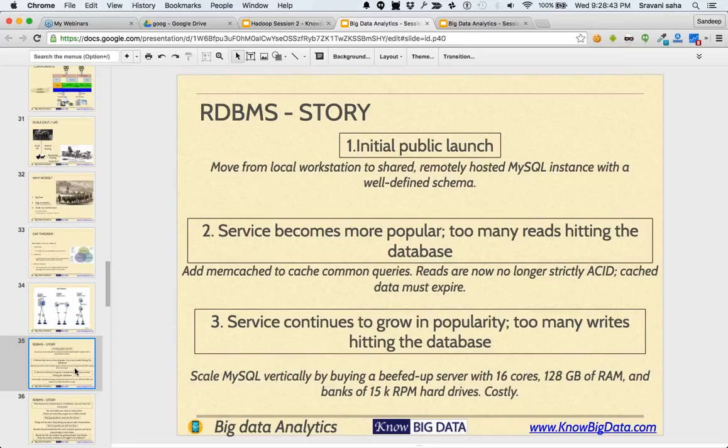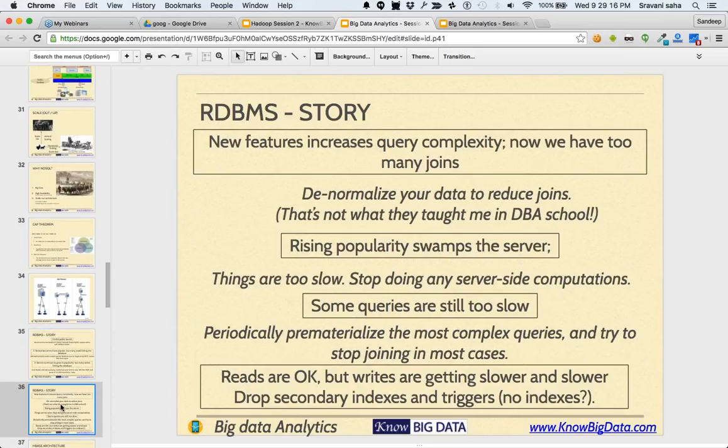So all you do is you beef up the server with 16 cores and 128 GB RAM, and you buy really expensive hard drives with 15,000 RPM. Nowadays, hard drives are much faster than this, so we can buy faster hard drives, as well as 200 gigabytes of RAM instead of 128, and put in more cores. We just put lots and lots of money into the database, because we did not know a better solution.